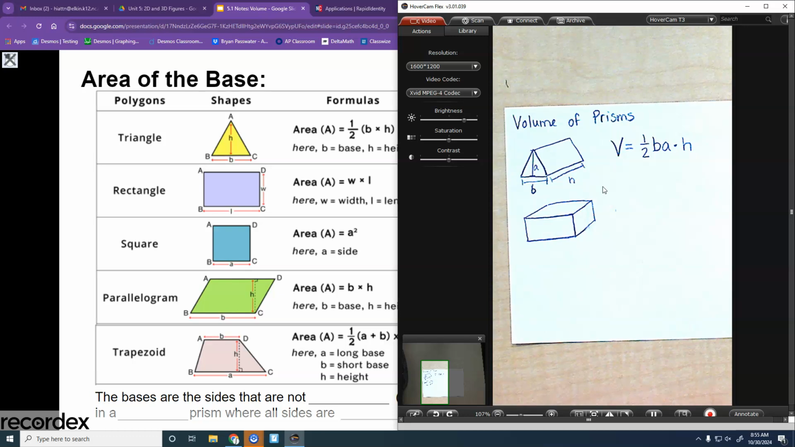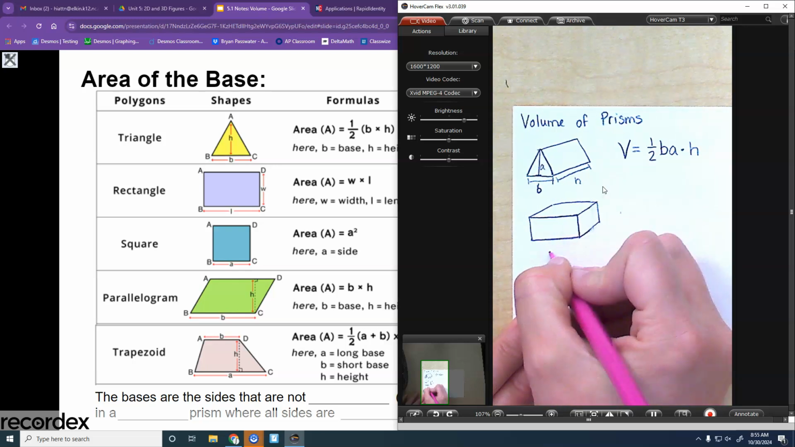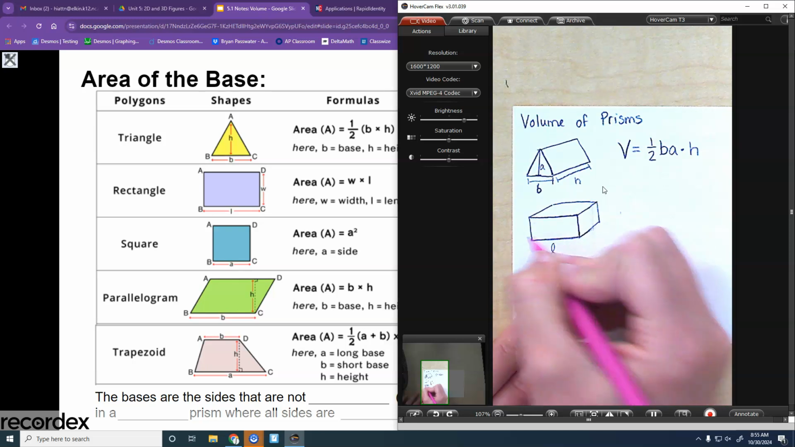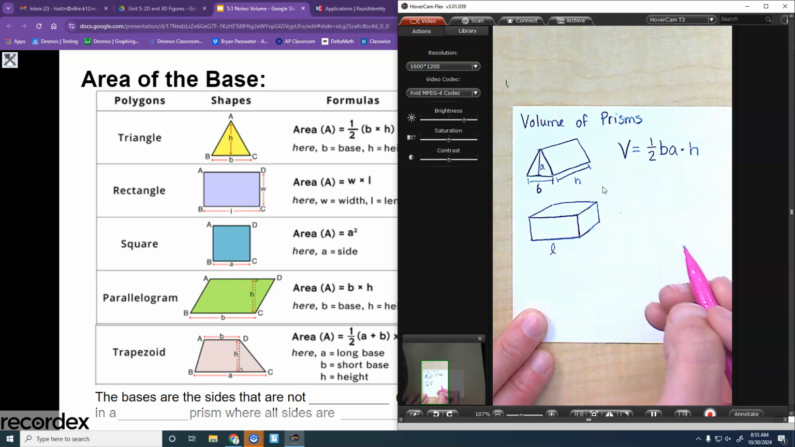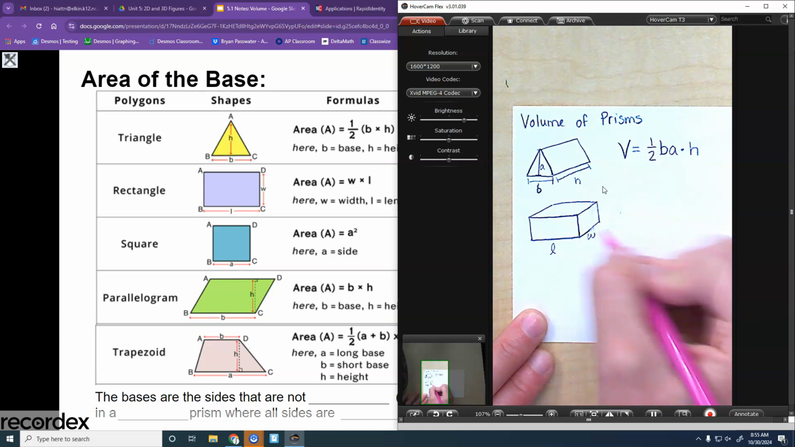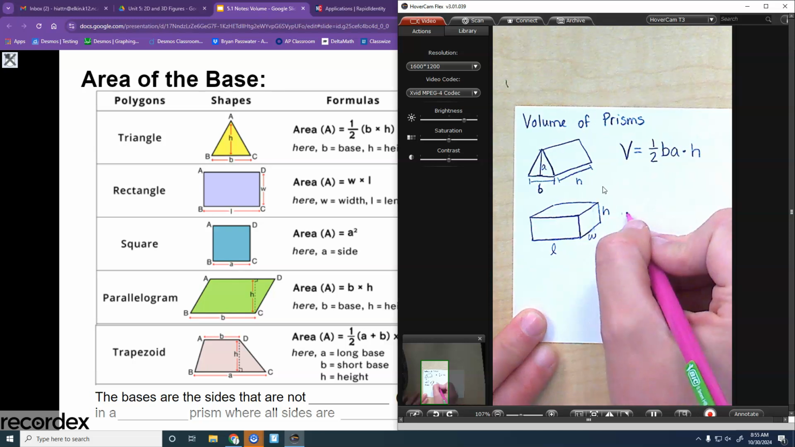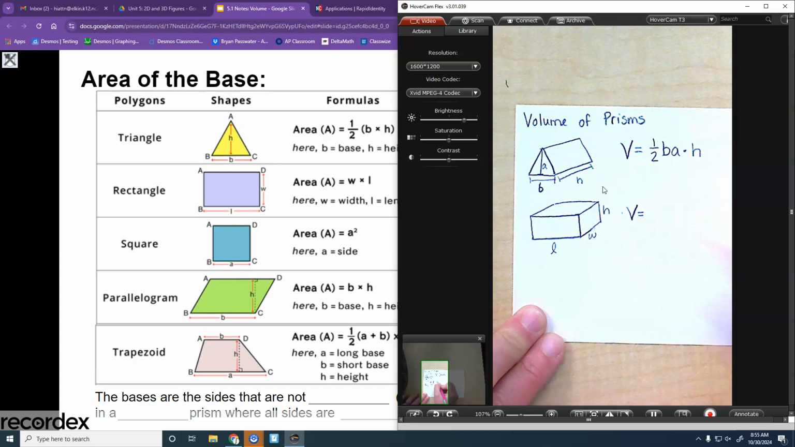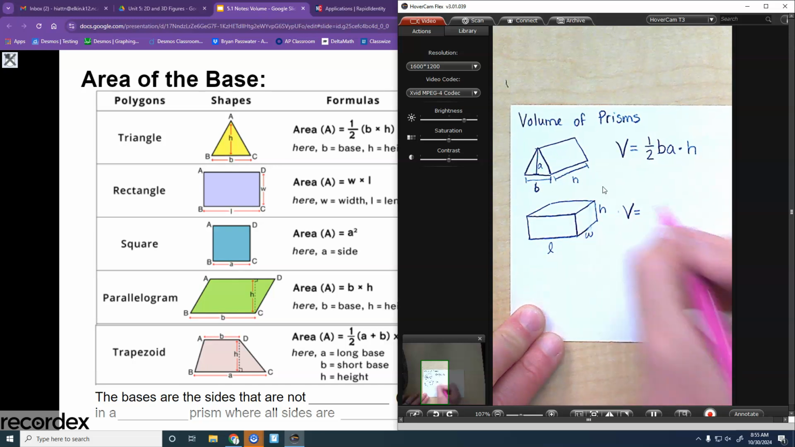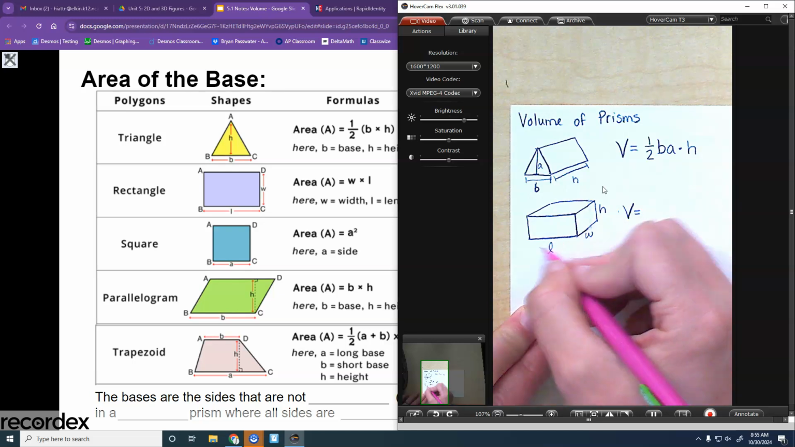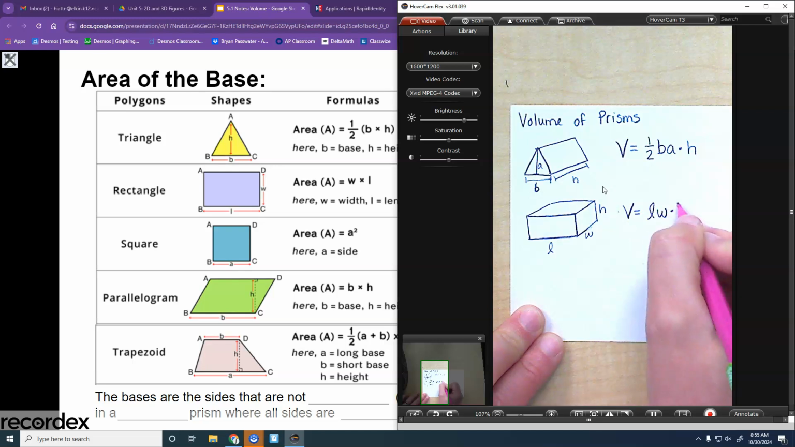And so if you're looking at your base right here, we could call this length. Actually, the base would normally be on the bottom, and width, and we could call this height. All right. So the volume for a rectangular prism we've already done. It is the most simple that you'll have. The area of the base is length times width, and then you'll multiply that by height.